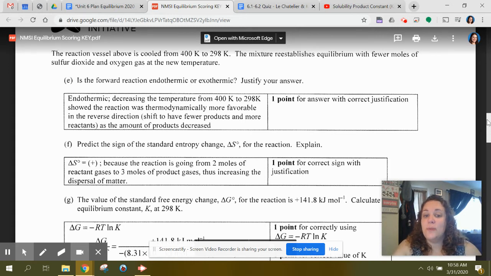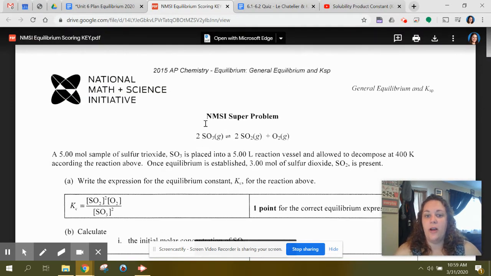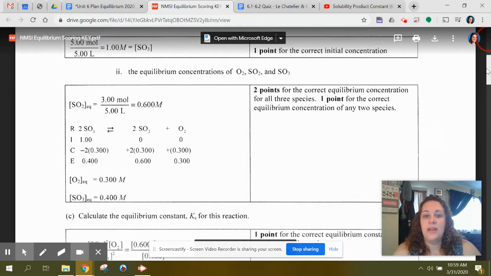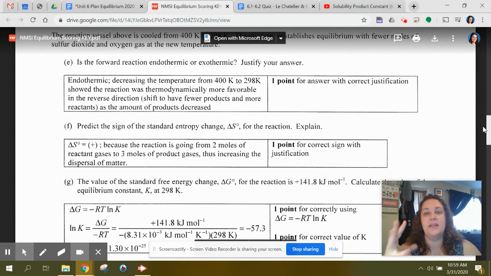Predict the sign of entropy change. Remember, entropy is disorder. So how does the disorder change for this reaction? We went from 2 moles of gas to 3 moles of gas. So that's more disordered. That's a positive entropy, okay? Entropy is disorder. So this is a positive delta S because we're making more moles of gas.